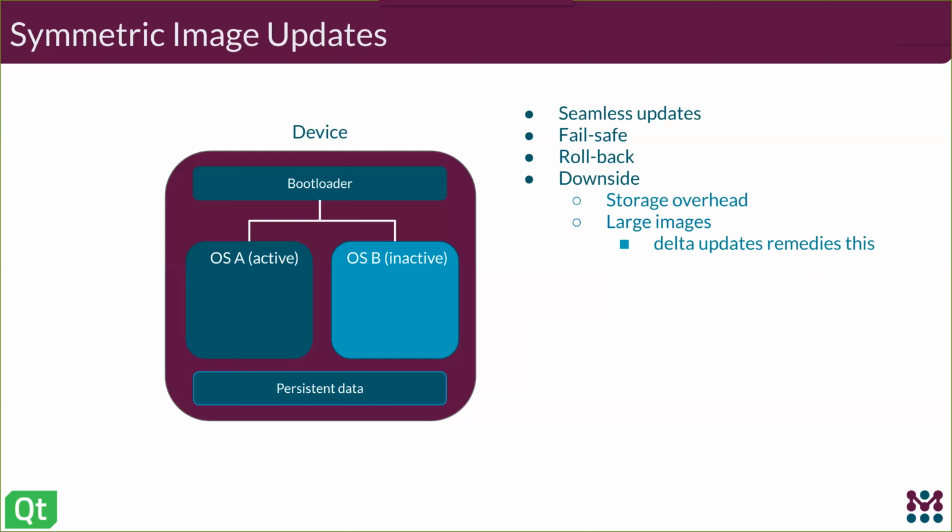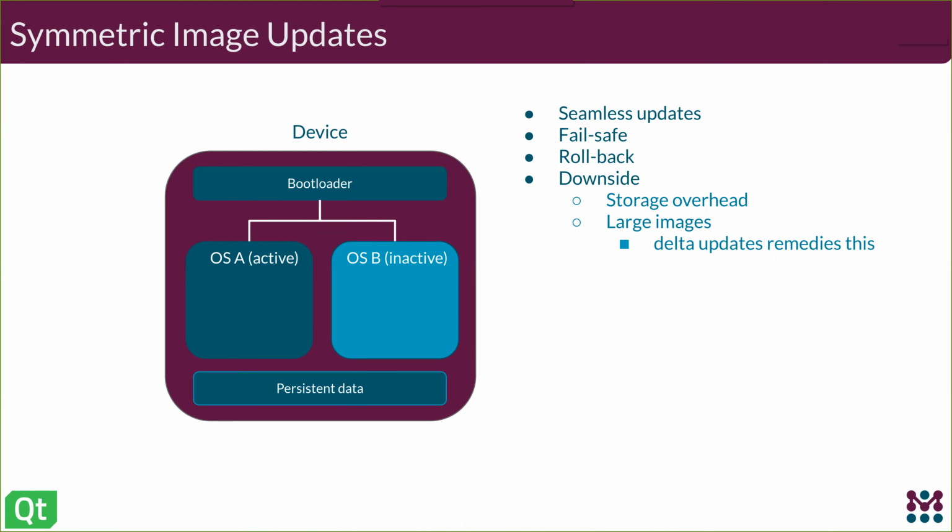I just wanted to cover this dual A/B partition update strategy. It has a lot of different names. In some cases, it's called symmetric image updates, but it's also called seamless updates. And this is nothing new. Essentially, it's a pretty common update strategy that's been used in the embedded Linux field. And for example, it's used by Android as well. On Android phones, they have a similar update strategy.